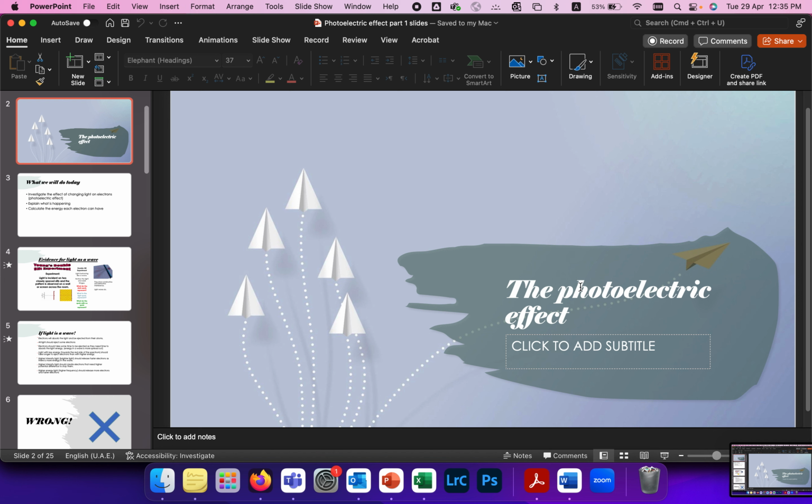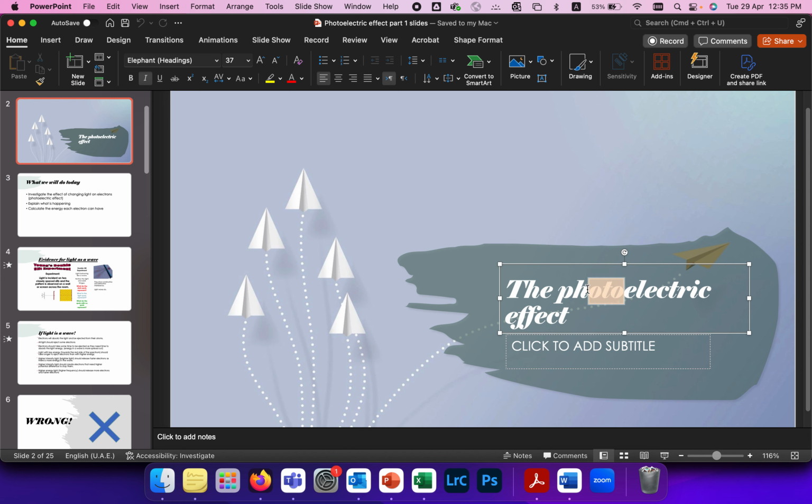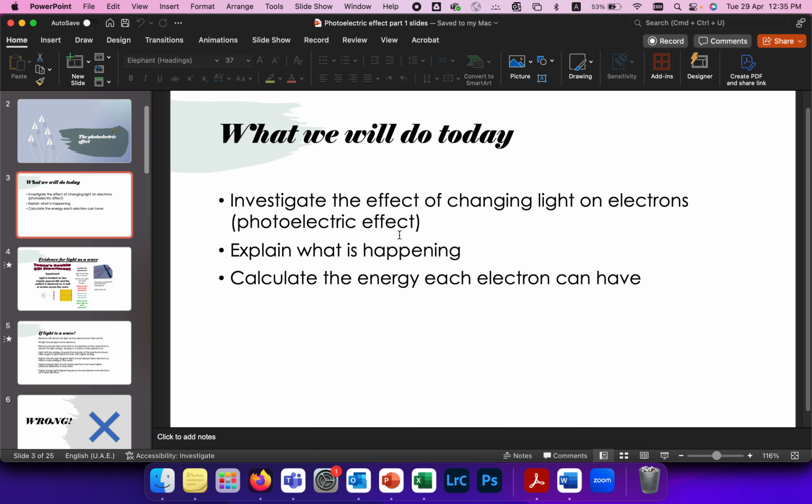I'm going to discuss the photoelectric effect. Literally, photo means light, electric means electricity. Photoelectric, creating electricity with light. So we're going to investigate the effect of changing the light on these electrons, see what happens. We're going to explain what's going on. We'll be able to do some calculations and figure out the formulas that are required for this.